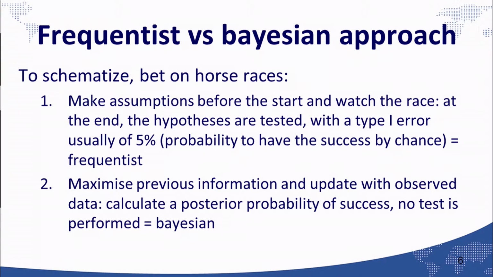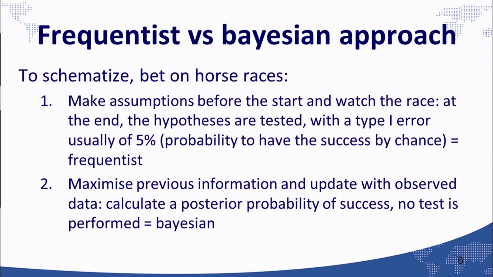Then you have two different approaches, the frequentist or the Bayesian. To schematize, it's like a bet on horse races. You have two different possibilities. One, you make assumption before the start and you watch the race. And at the end, you test your hypothesis with a type 1 error, which is usually of 5%, which is the probability to have the success by chance. And this is a frequentist approach.